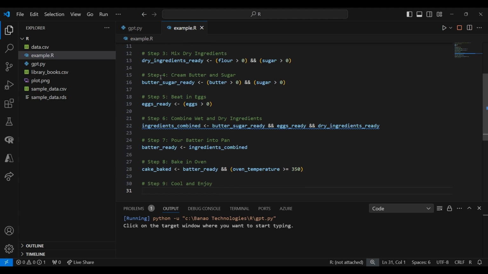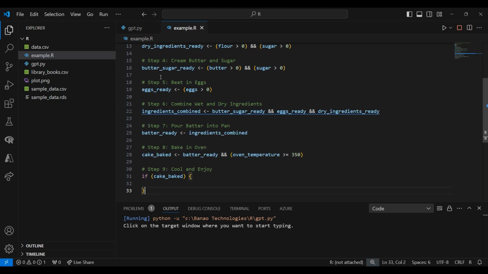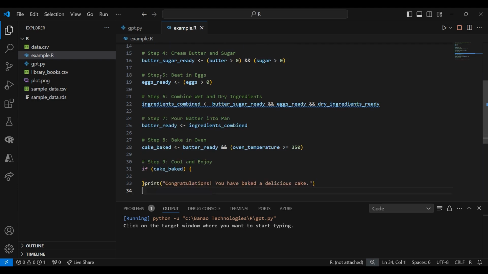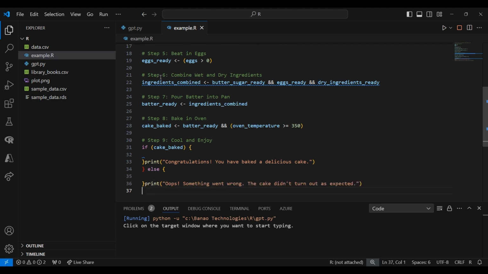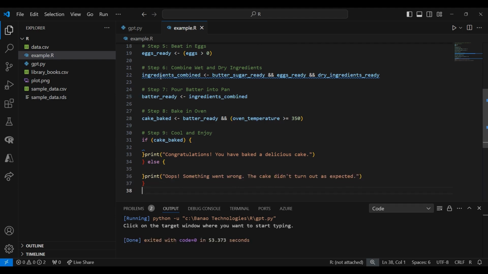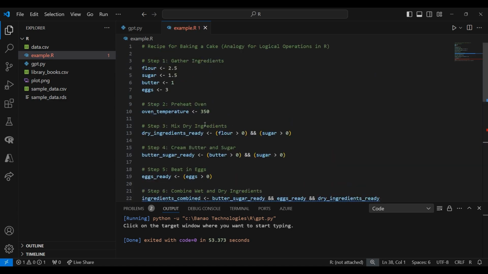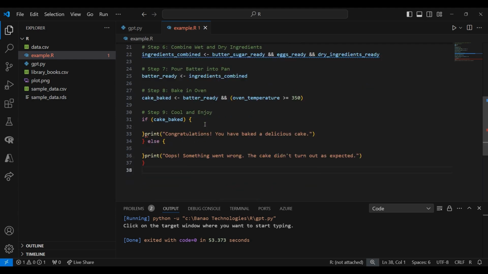9. Cool and enjoy. Based on the final condition cake baked, a message is printed either celebrating the successful baking of a cake or acknowledging an obstacle in the process. By correlating logical operations in R to a familiar activity like baking, this code example simplifies the understanding of logical operations and their role in achieving desired outcomes or troubleshooting unexpected results, making programming concepts more relatable and easier to grasp.